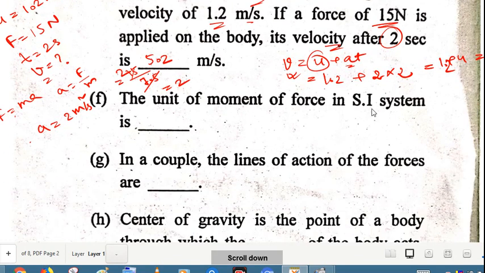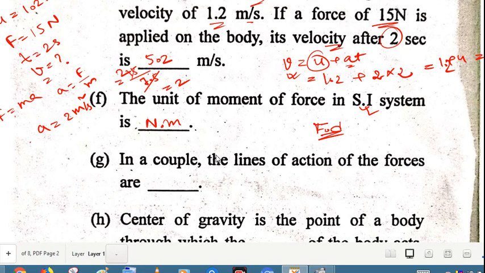The unit of moment of force in the SI system: moment of force is basically force into perpendicular distance. The unit of force is Newton, and for perpendicular distance it is meter. So the SI unit of moment of force is Newton meter.